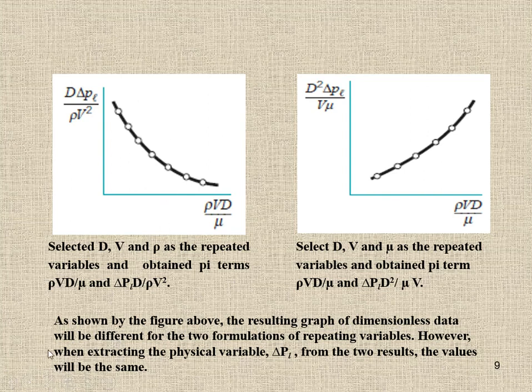Okay, here you can see the two formulations of repeating variables. However, when extracting the physical variable delta p, when you start calculating the value of delta p in both the graphs from the two results, the value will be the same. So the value of delta p will be the same. Okay, so this is the uniqueness of dimension analysis. The dimensionless combination may change, may vary, but the result will be the same.